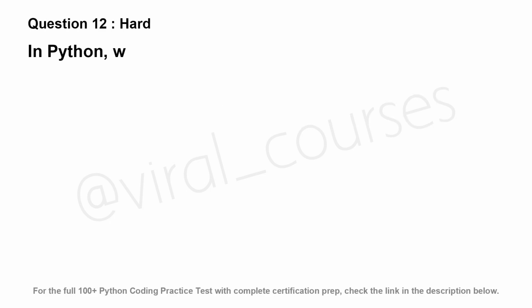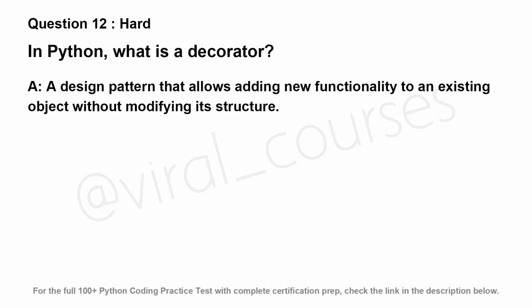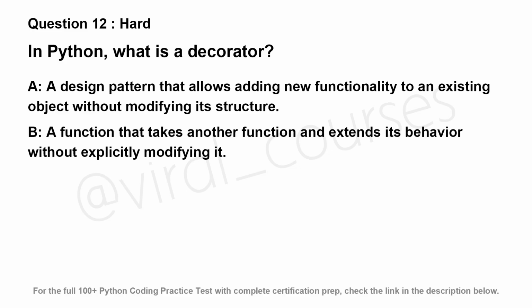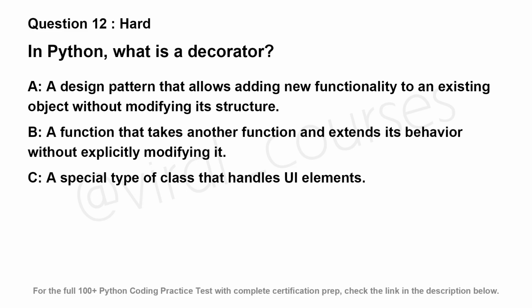In Python, what is a decorator? Option A. A design pattern that allows adding new functionality to an existing object without modifying its structure. Option B. A function that takes another function and extends its behavior without explicitly modifying it. Option C. A special type of class that handles UI elements. Option D. A tool for documenting code.